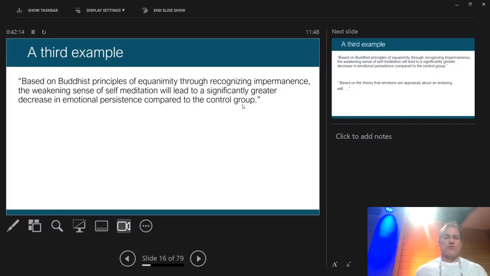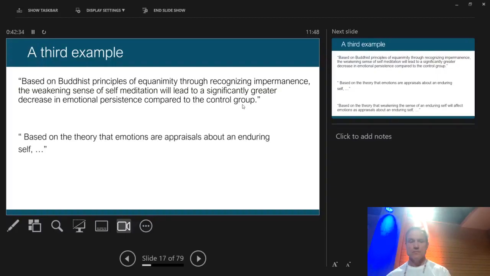So he said, based on Buddhist principles, something like based on Buddhist principles of equanimity through recognizing impermanence. But that isn't what we would give up or have counted against if this prediction failed. No one would say that we had attacked the very foundations of Buddhism with this particular experiment. So I thought, based on the theory that emotions or appraisals about an enduring self might be more specifically give a reason why we're making this prediction. But then I thought, no, we're not going to give up appraisal theory just because of this one study.